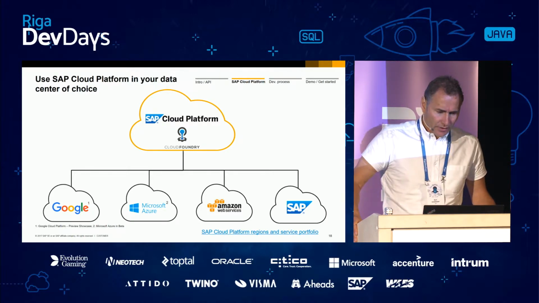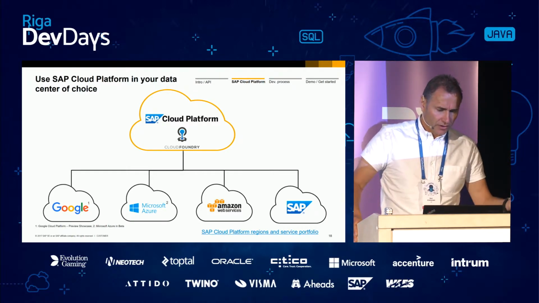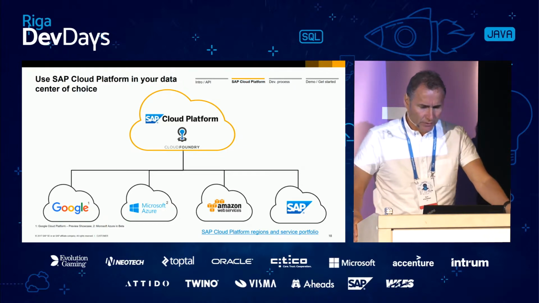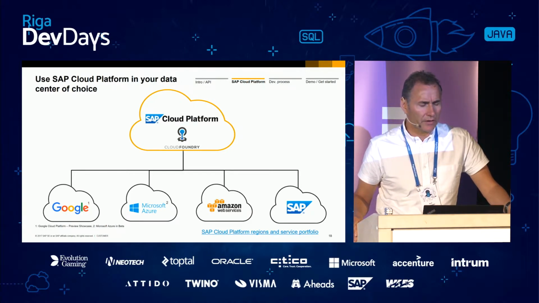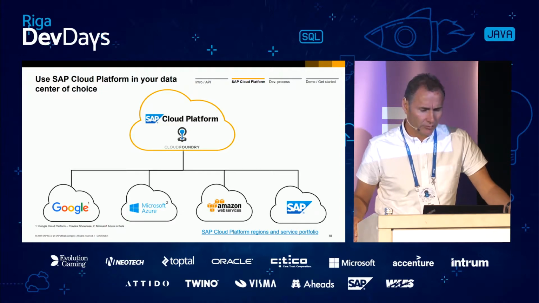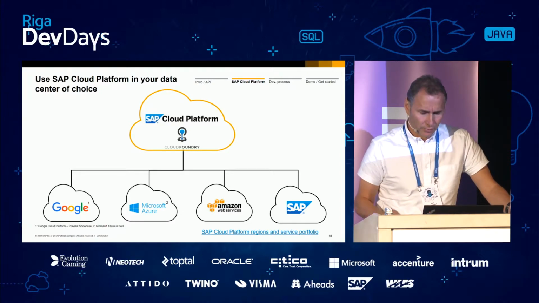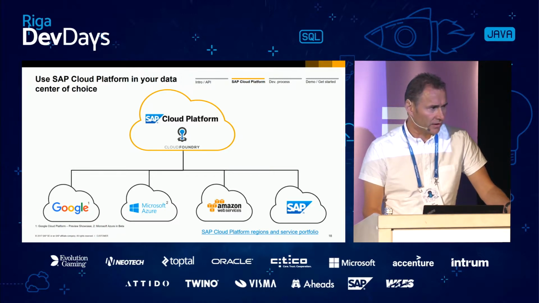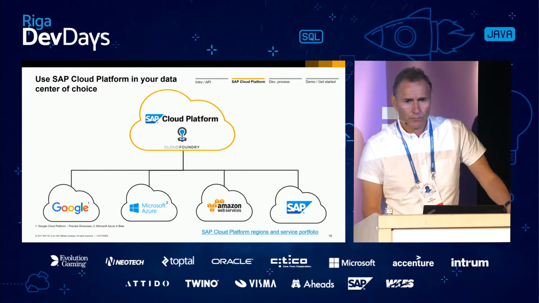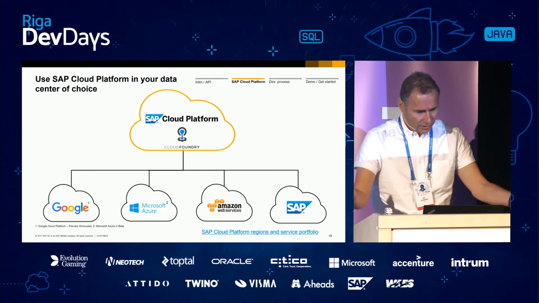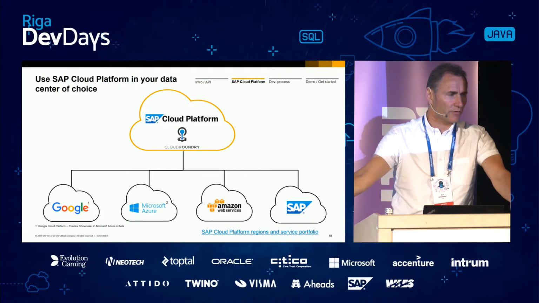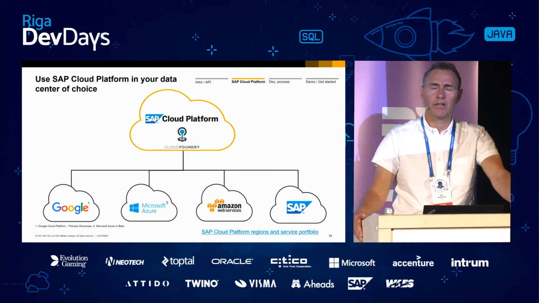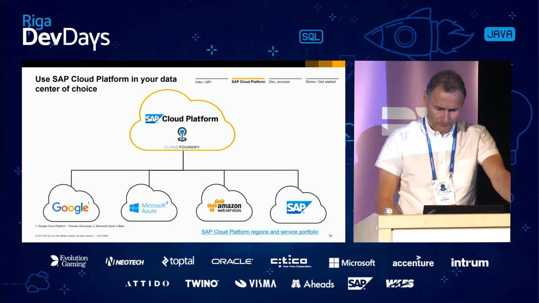Both Google and Microsoft Azure are still in beta, but will soon be available. Amazon is already available. This means that we will have a better geographical coverage also, because these players have multiple data centers. And then the idea is that customers could then, with low latency and high security, use services from the infrastructure service provider and then use other services from SAP Cloud Platform.